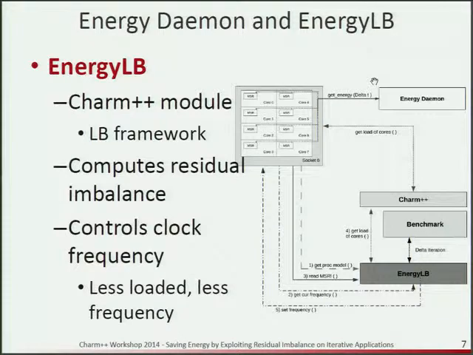This module is not actually a load balancer because it's not migrating chares or tasks around. It's currently focusing on computing the residual imbalance that we have and controlling the clock frequency of the different sockets. So what do I mean by residual imbalance? I have a core that's going to be the most loaded one, and this one has to run at the highest frequency possible. But the other ones that have less load can run at a smaller frequency and try to complete their execution at the same time. And with that, we're saving power, okay?